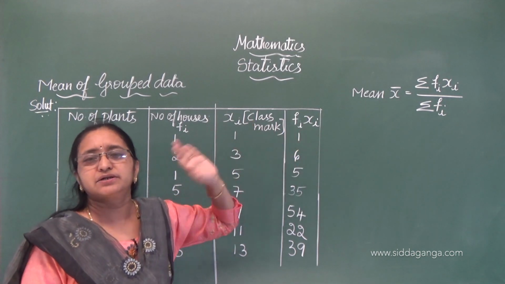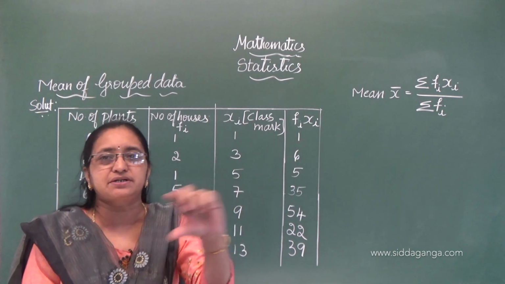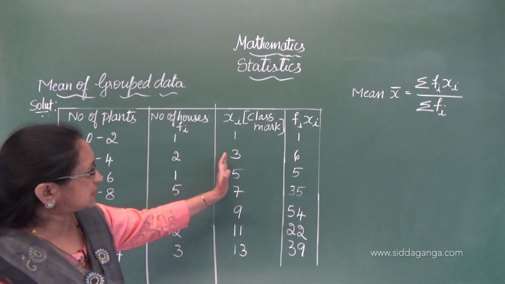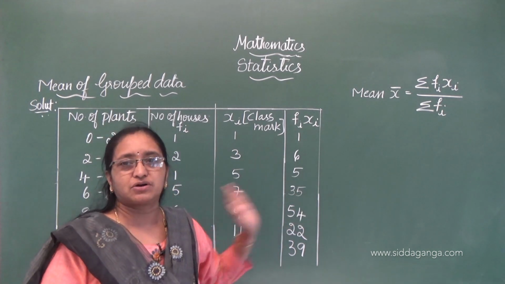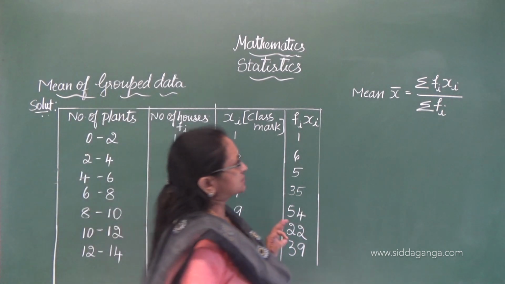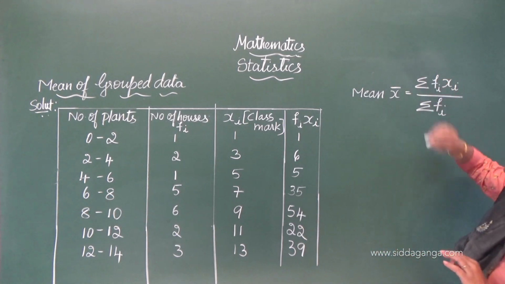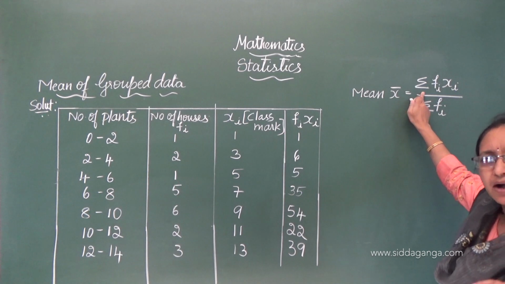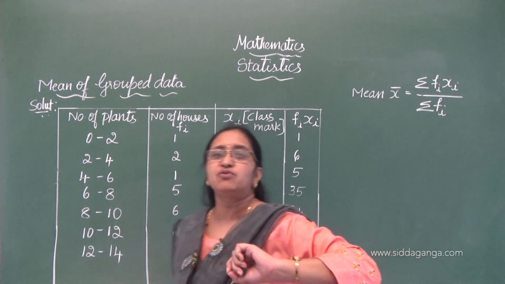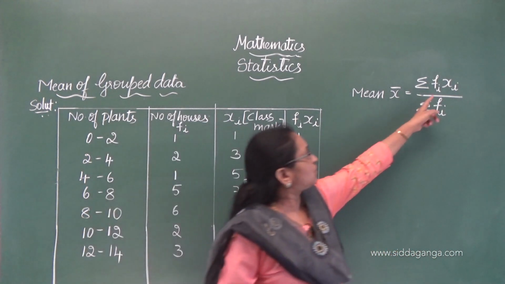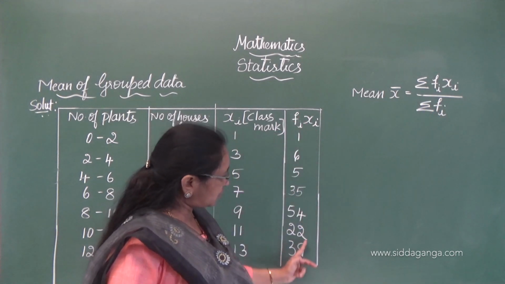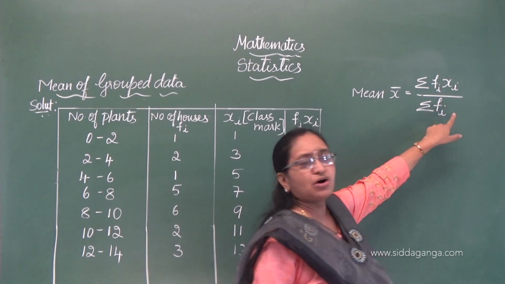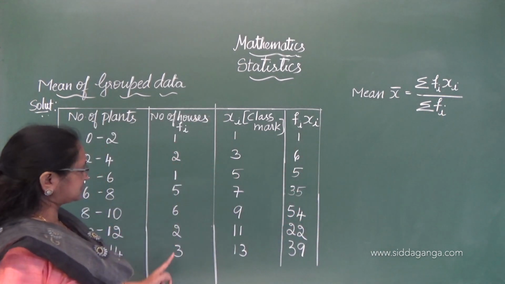For that, what they have given in the question as a vertical column should be written in a horizontal way. Then only you can start. So totally 4 columns. Yesterday in the introduction class I told you the meaning of summation, sigma: summation means sum of all. So sum of all Fi Xi divided by sum of all Fi.